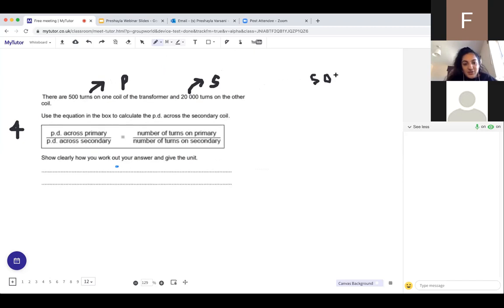And on the secondary coil, we have 20,000. So we know that this must be a step-up transformer. Okay, so if we do 500 divided by 20,000, we get 1/40, or 0.025. So that equals Vp over Vs.